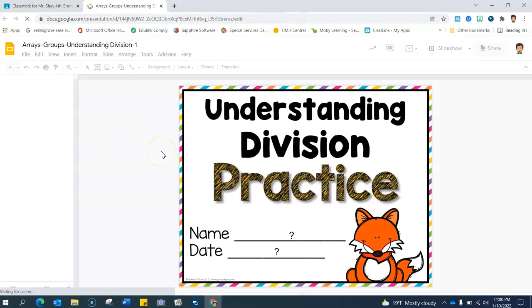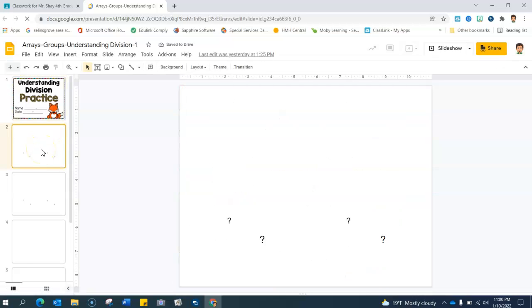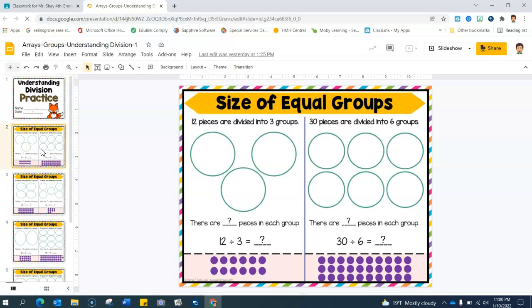So there are several things you're going to do during this activity. And again, we're just reinforcing and practicing skills, things that you do when you divide. So there are 12 pieces that are divided into 3 groups. You're going to split the 12 pieces into the 3 groups. And then you're going to complete where you see the question mark, the number sentence or word sentence. There are blank pieces in each group.